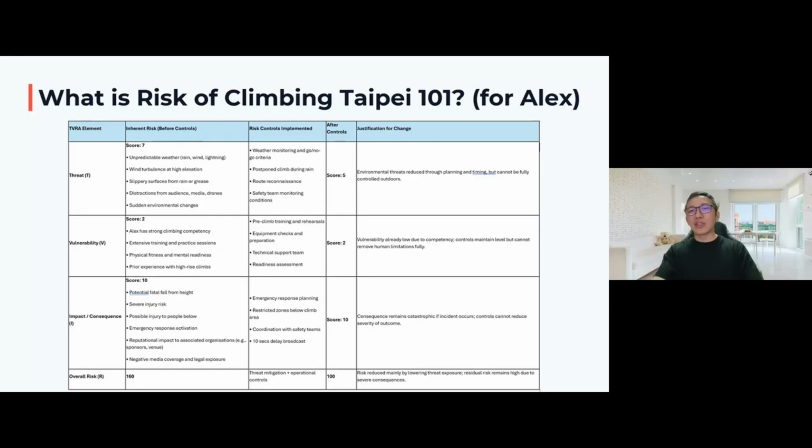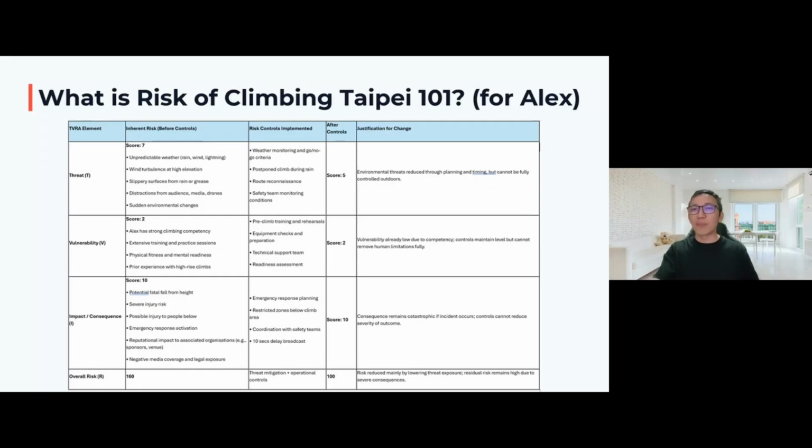Now let's look at the third one, the impact, the consequence. You can see that if you fall from height, never mind the top of the building, even at the third, fifth, sixth floor, 10th floor, there will be serious injury already. Then emergency response activations, reputation impact, legal. There's a lot of impact if you fall.